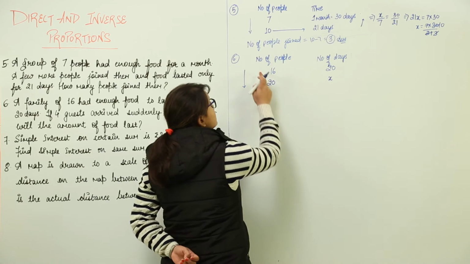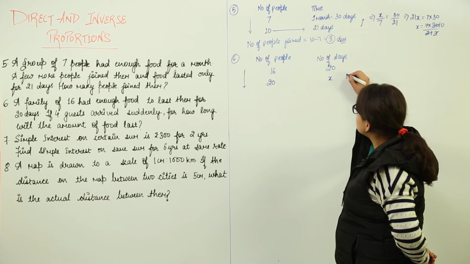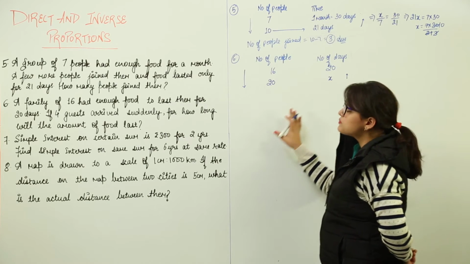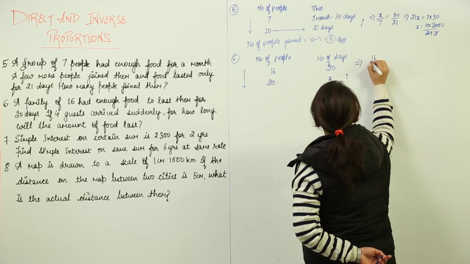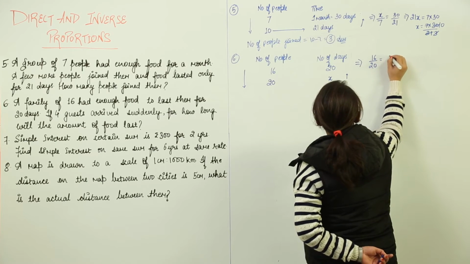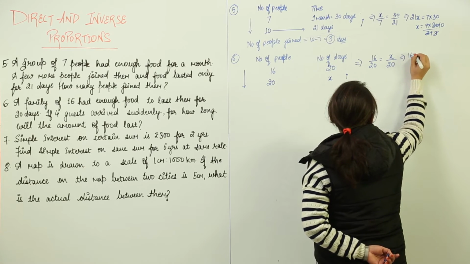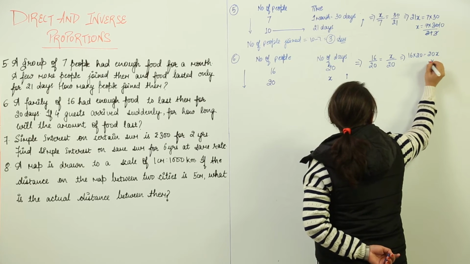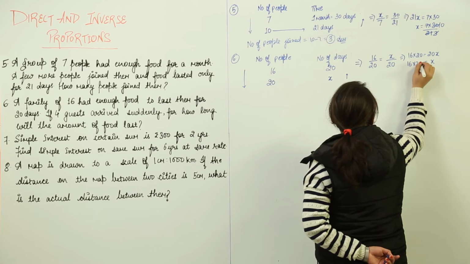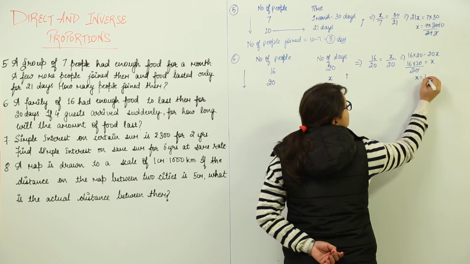Now that means if the number of people are increasing, the number of days would decrease, right? So that means they are in inverse proportion. So we will do the inverse relation, that is 16 over 20 equal to x over 20. What do we get? We get 16 into 20 equal to 20x. x is equal to 16 into 20 over 20. Now 20 and 20 get cancelled. What do we get? We get x equal to 16.